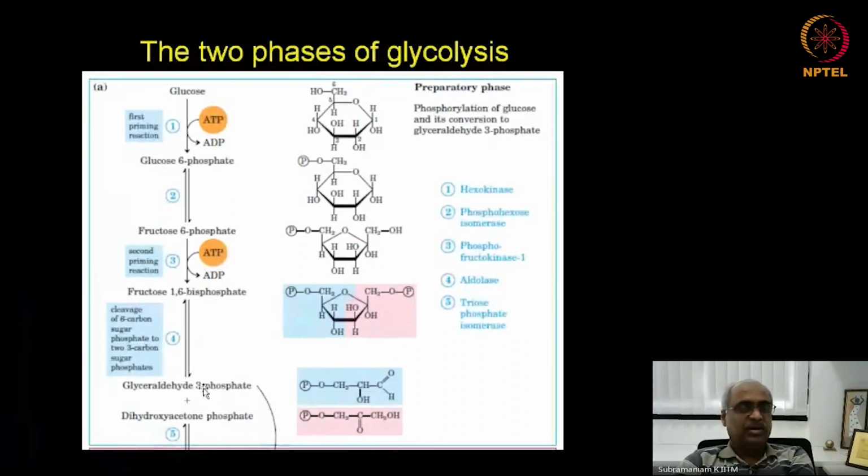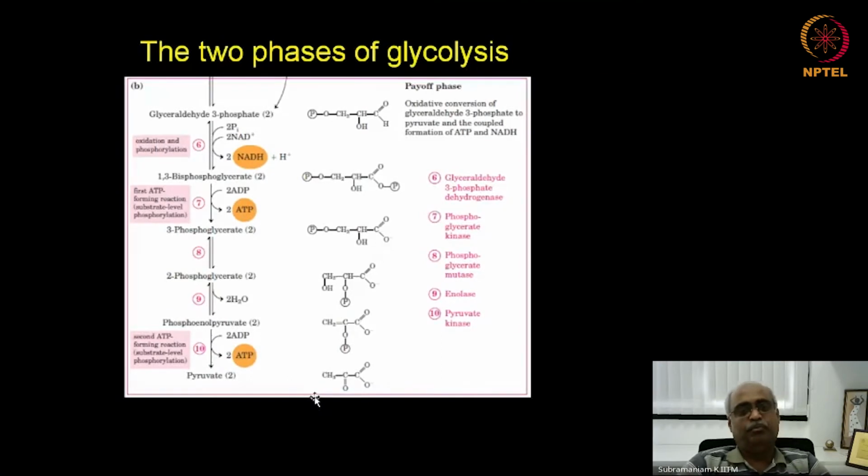And the anabolic direction, therefore, will have to have an alternative way of converting fructose 1,6-bisphosphate to fructose 6-phosphate, as well as glucose 6-phosphate to glucose. It is not going to be the same enzyme. Phosphofructokinase is not going to do this reverse reaction. Similarly, hexokinase is not going to do this reverse reaction. So this is how anabolism and catabolism are separately controlled, and therefore they don't run into a futile cycle. So remember, these concepts we learned at the beginning.